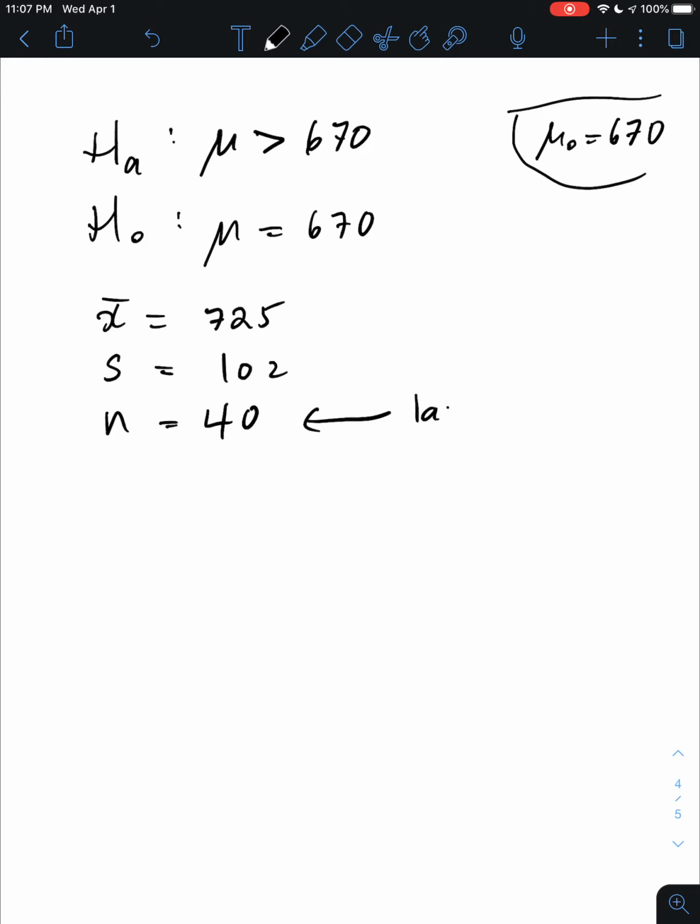And this is a large sample. Remember, we had to assume large sample so that the central limit theorem would work for us. And large sample in continuous problems, measuring problems, means that n is greater than 30.